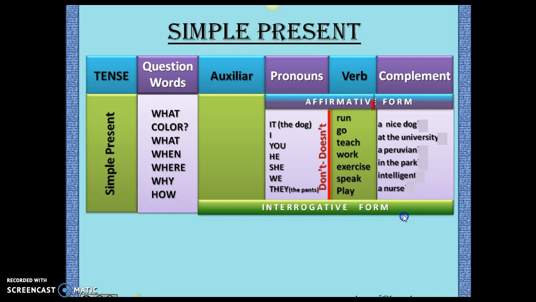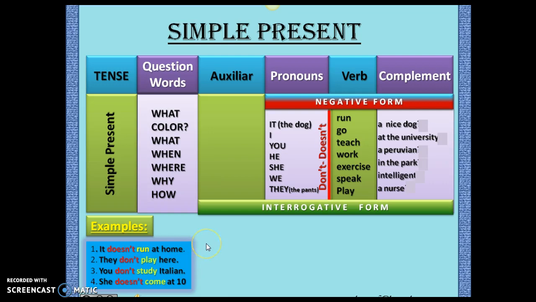Okay. So let's see some examples. It doesn't run at home. They don't play here. We don't study Italian. She doesn't come at 10. So all of these sentences are affirmative, interrogative, or negative? Yes, negative form. Very good.